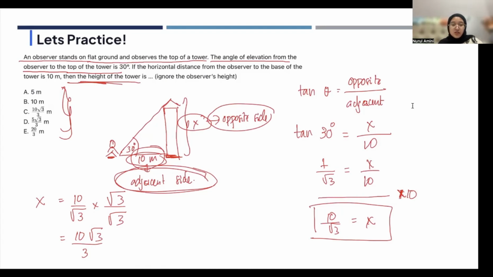So the answer is A, B, C, D, or E? We find the answer is C. Therefore, the height of the tower is 10 root 3 over 3 meters, and the correct answer is C. Any question?